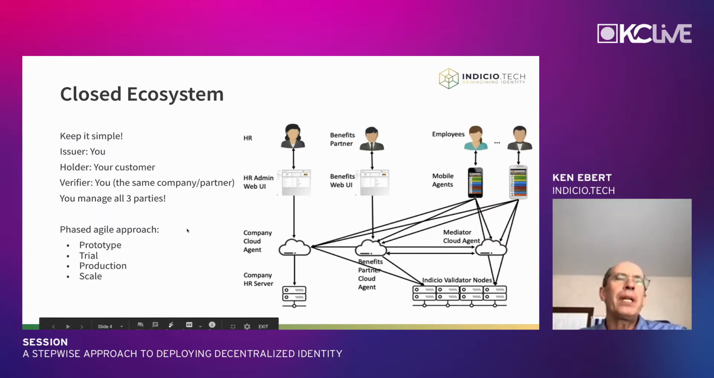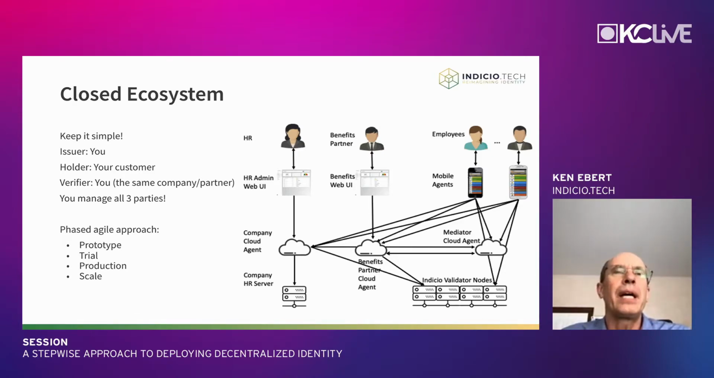A closed ecosystem is a simple one. It's one where you don't rely on the entire world already having adopted decentralized identity. The simpler the system you make, the more likely you are to be successful in getting your initial deployment to go. If you can control who the issuers are, in the simplest case, it's you. Your organization is the one who's going to issue the credentials.